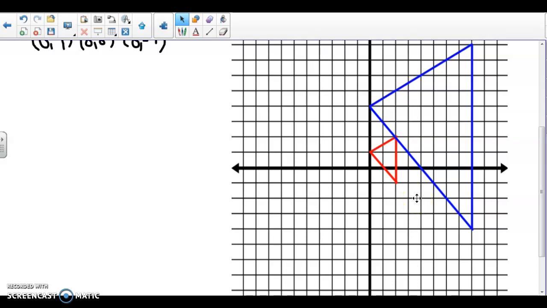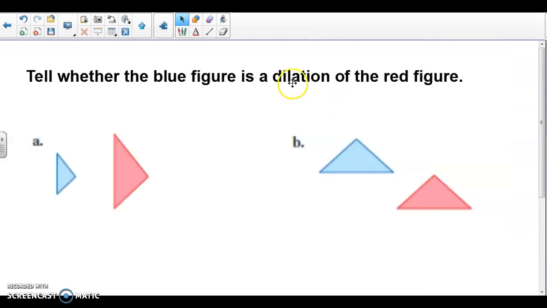The transformation of making a triangle or any shape bigger or smaller, and what that is in relation to the original, the pre-image, to the image, is known as a dilation. So a dilation is when our image is similar to the pre-image, it's just either larger or smaller. If we look at A, would this be a dilation? Is this the same shaped triangle, just smaller or larger than the other one? The answer for this one is yes, it is. So this would be a dilation.